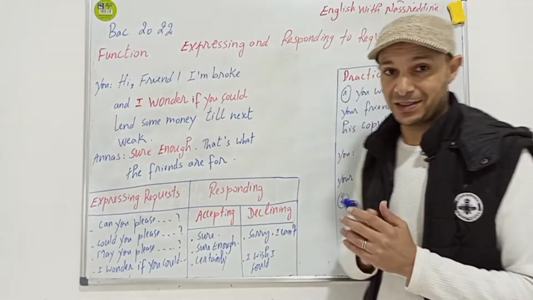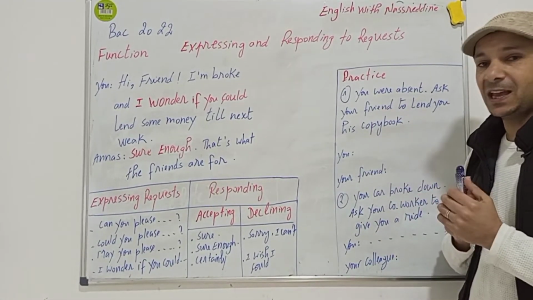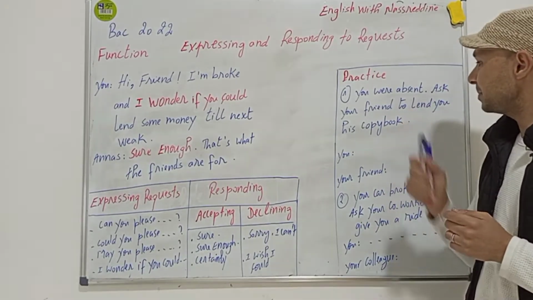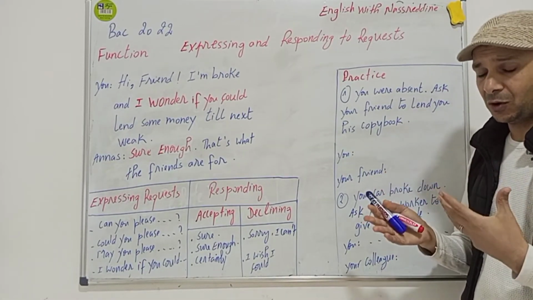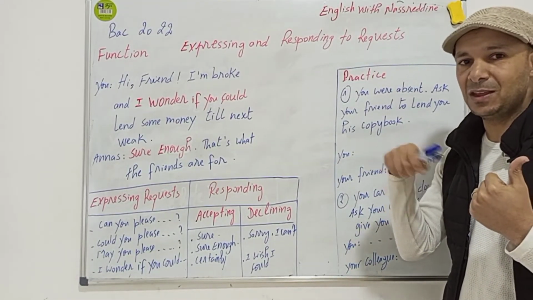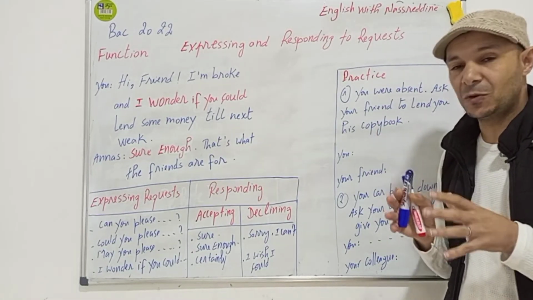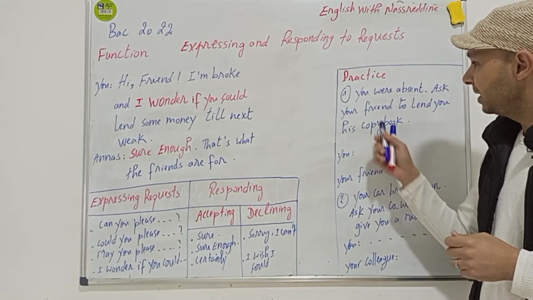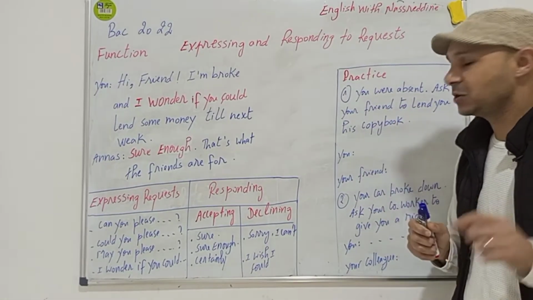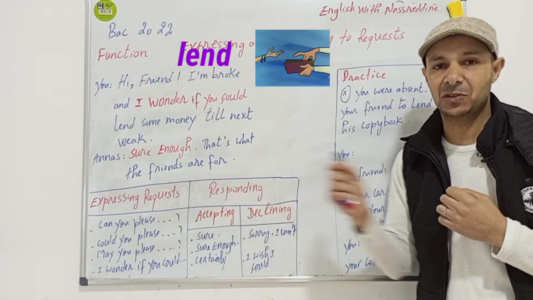Now, let's go to practice. Let's have a look at this first situation. The first situation says, you were absent as a student, for example. Ask your friend or your classmate to lend you his copybook to copy down or write down the missing lessons. So how would you deal with this situation at the exam? You were absent and you ask your friend to lend you his copybook. Remember, here you are supposed to use one of the expressions of requests.